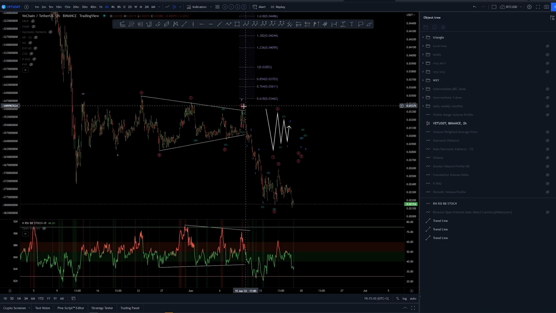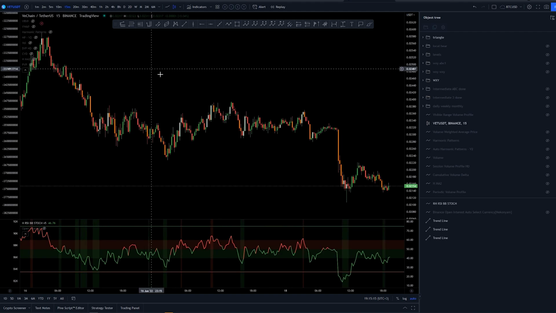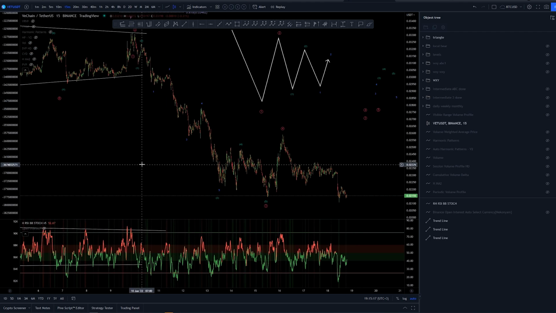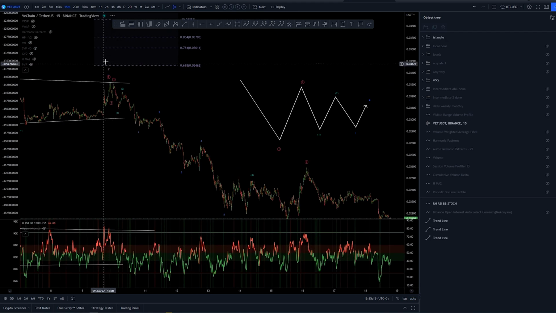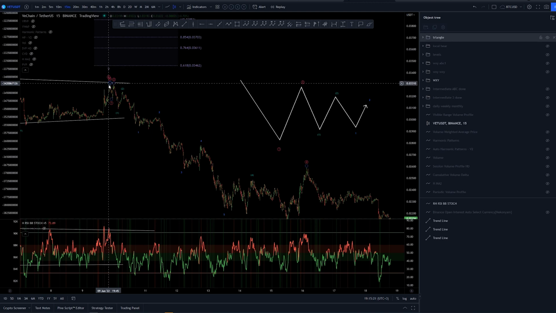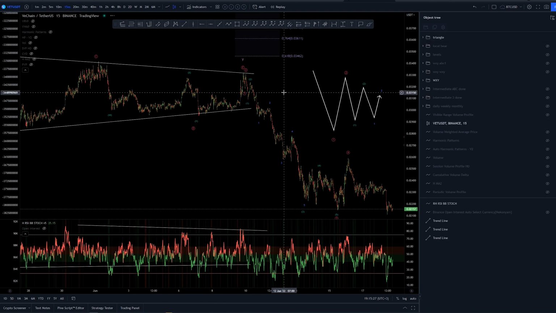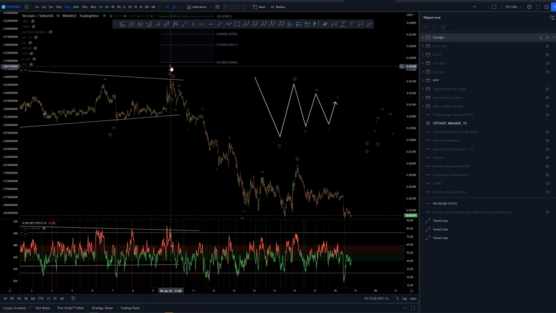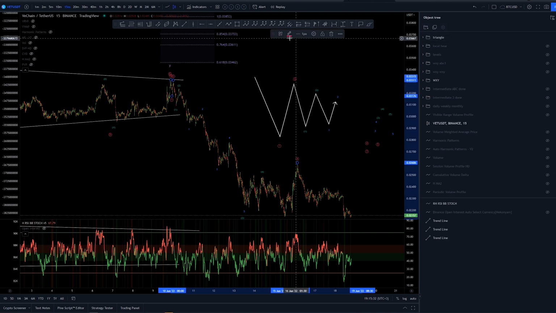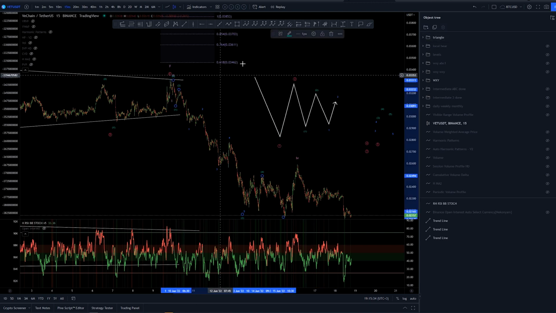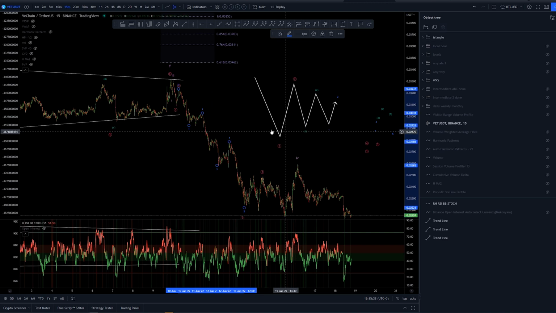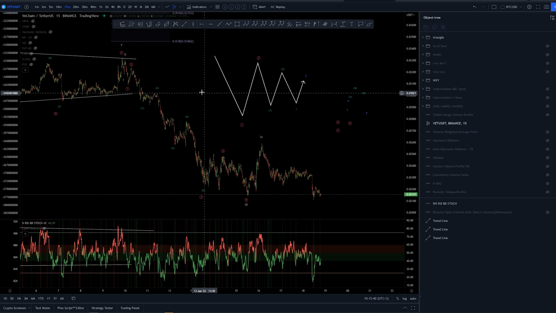Now we need to look into this structure here to make sure, or give the reasons why this is not that probable. Okay, so where Y ended here, now saying that we have a 1, 2, 1, 2. Again, these could be on a higher degree. This should be higher degree. Let me fix that. So this should be sub-minuette, and this should be micro. This should be sub-micro. There we go.